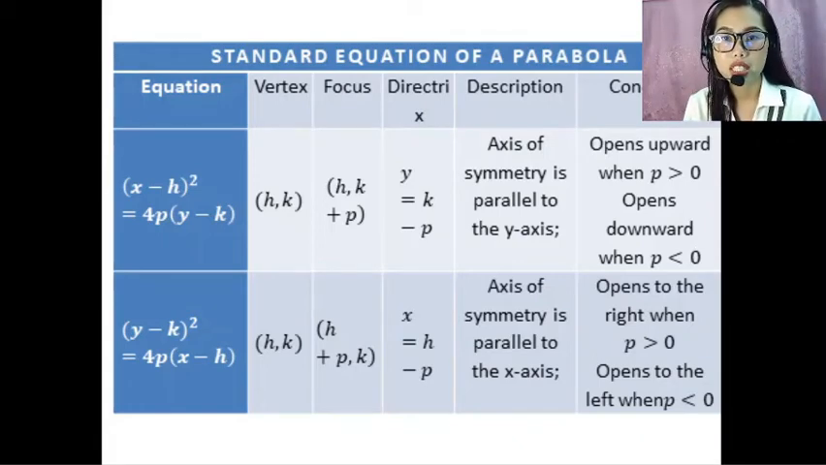And the second one is (y minus k) squared equals 4p times (x minus h), with the vertex at (h, k) and focus at (h plus p, k), with the directrix at x equals h minus p. The axis of symmetry is always parallel to the x-axis. So it opens to the right when p is greater than 0 and opens to the left when p is less than 0. To give you a further understanding of these equations, let us now move to example number 1.